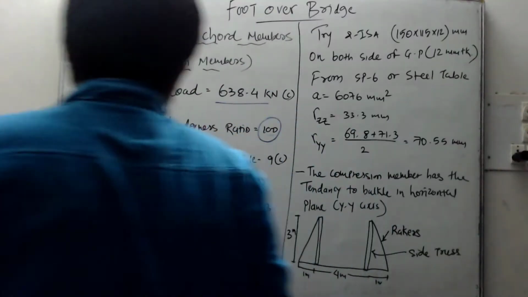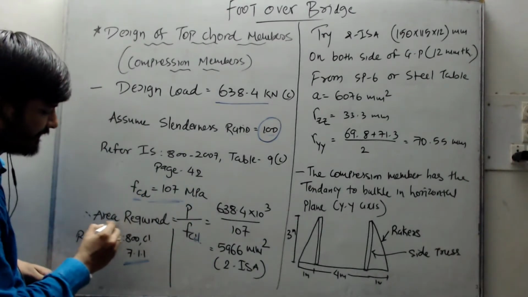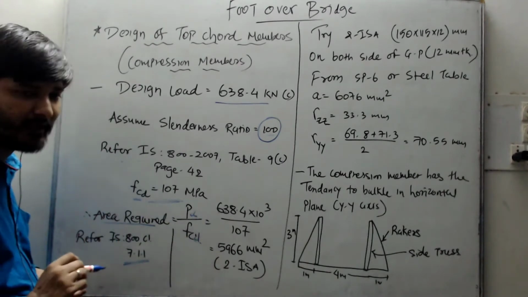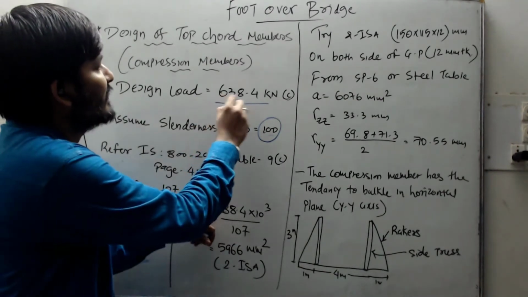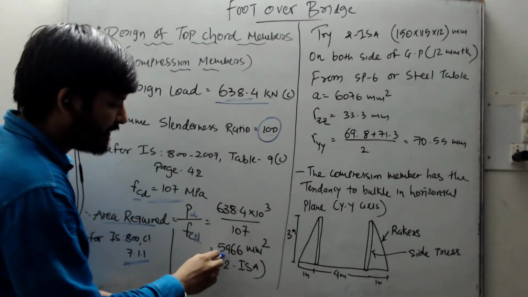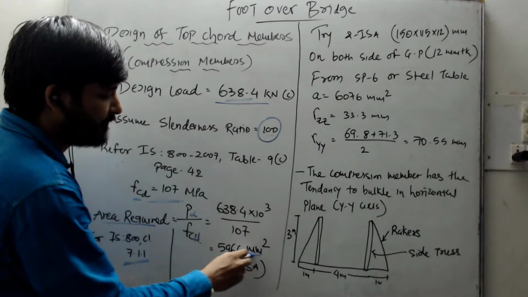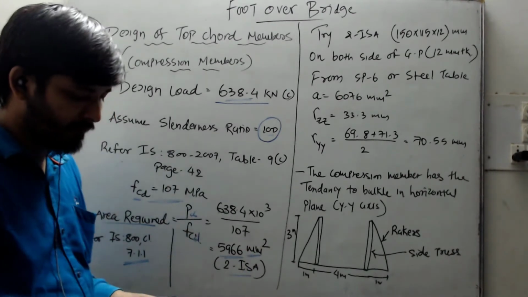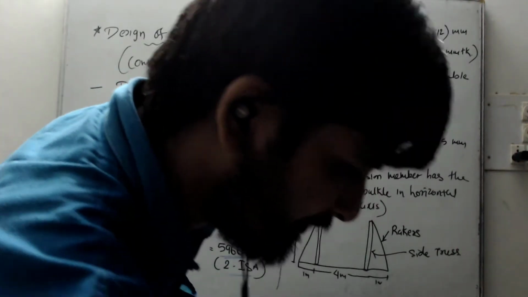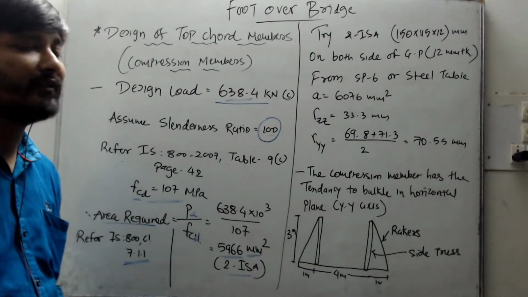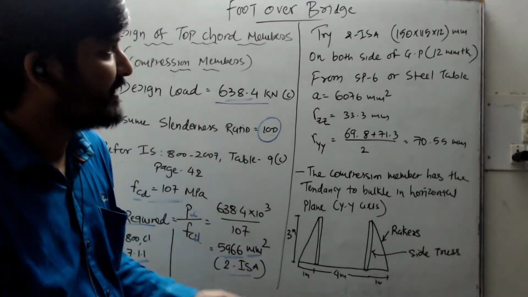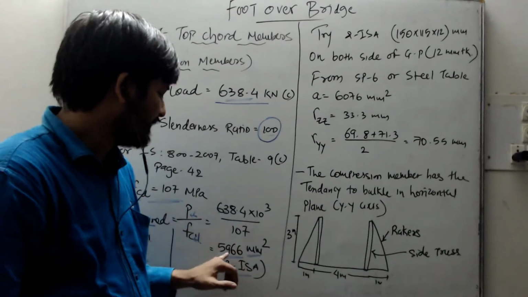Once I get this FCD value, I need to put this value in this equation, which is area required is equal to PD divided by FCD. P is the compression force 638.4 divided by FCD, 107. So you will get your area required as 5966 mm square for 2 angle sections. For 2 angle sections the total area required is 5966 mm square. Now again we need to go back to the steel table and select a double angle section which has an area more than this 5966.